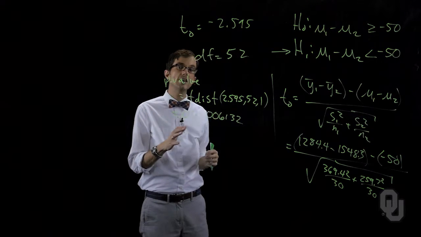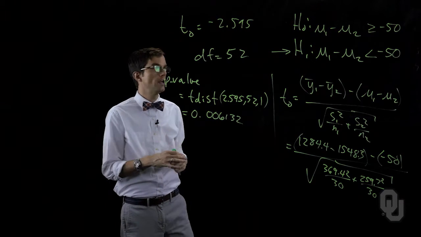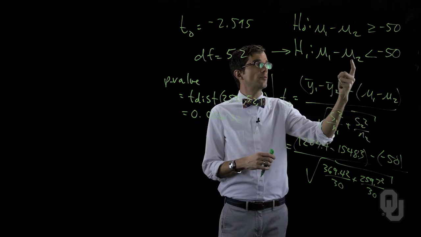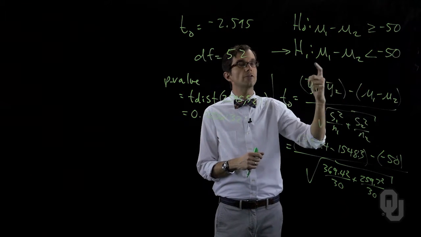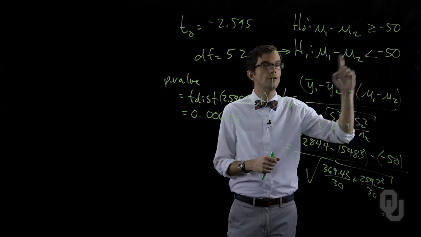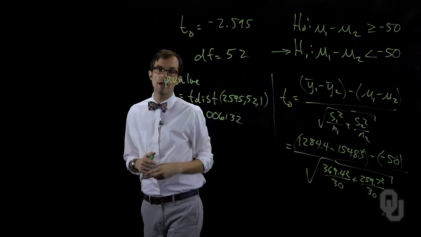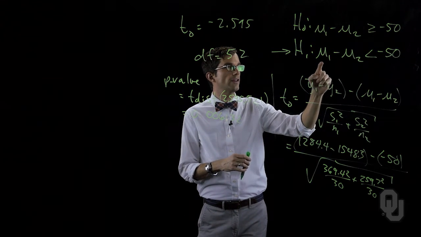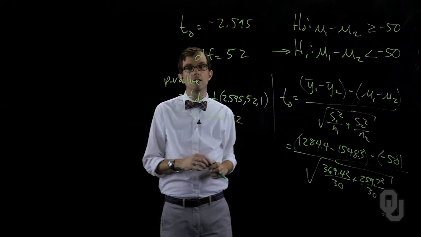What that says in the language of our problem is that the throughput of layout B is greater than that of layout A by more than 50 pallets per day. That is, the throughput for layout B is greater than that of A by more than 50 units.